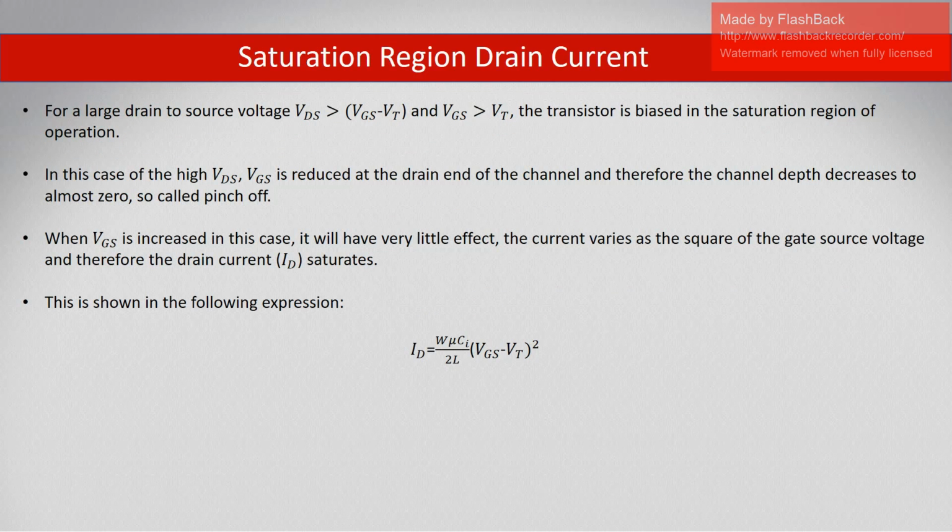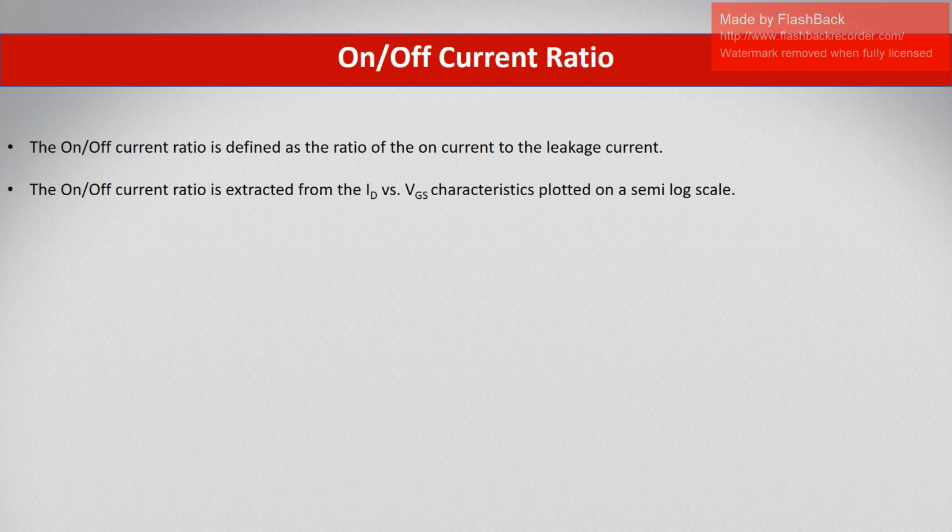Saturation region drain current for a large drain to source voltage. When the VDS is greater than VGS minus VT and VGS is also greater than VT, the transistor is biased in the saturation region of operation. The following expression is used to calculate the drain current. On and off current is also an important parameter, and it is defined as the ratio of the on current to leakage current.